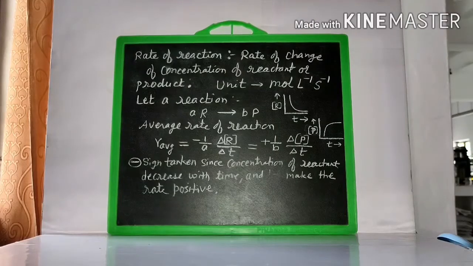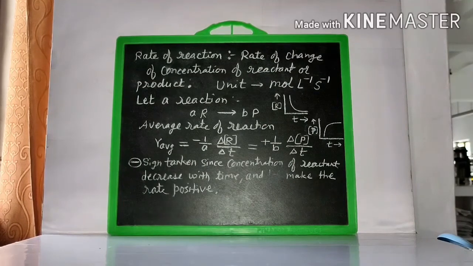Rate of reaction is the rate of change of concentration of reactant or product. Unit is mole per liter per second. Suppose we have taken a general reaction, A gives B product. So the average rate of reaction can be expressed by the following formula.